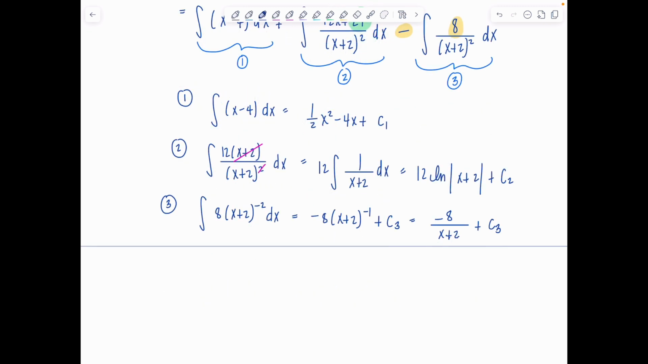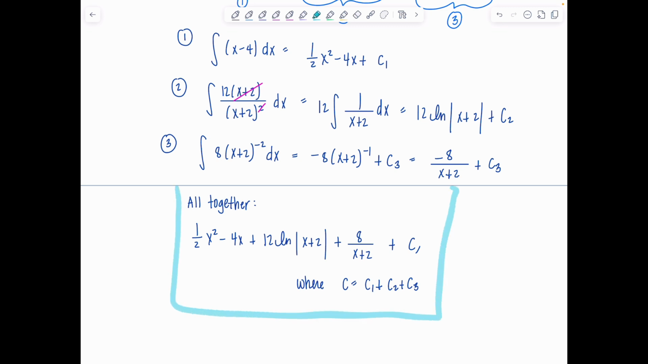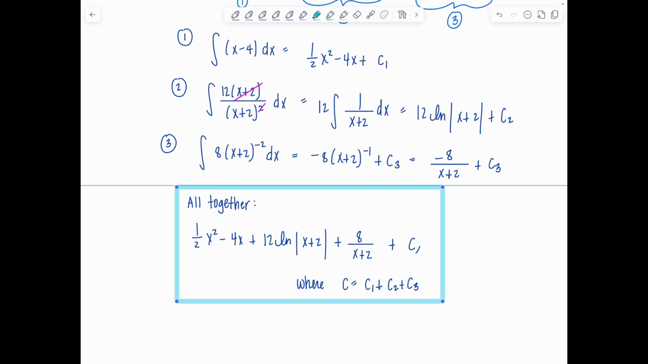So now let's put it all together. We have 1/2 x squared minus 4x plus 12 ln absolute value x plus 2 minus negative 8 over x plus 2. So plus 8 over x plus 2 plus c. And c is c1 plus c2 plus c3. And yes, you should be this precise with your constant from integration with the c. Keep track of it, rename it as it evolves.